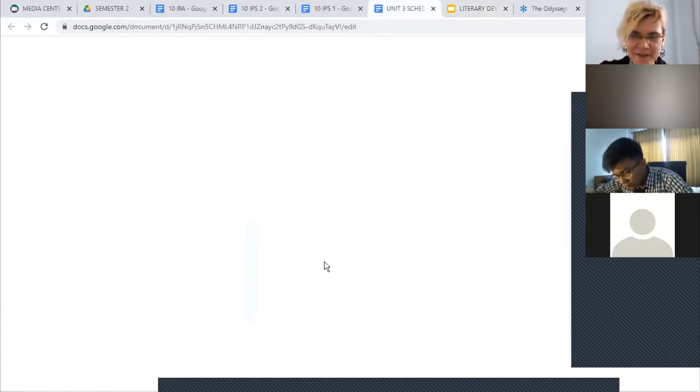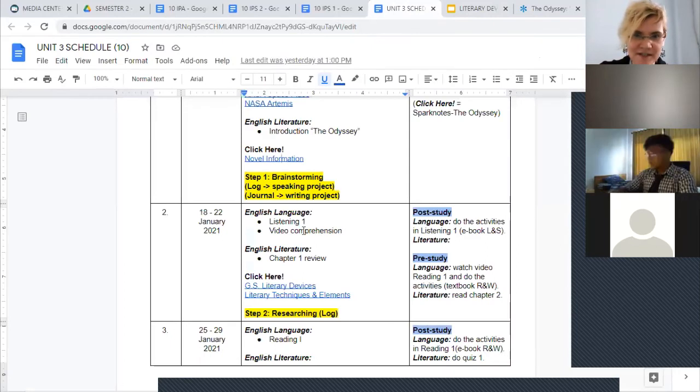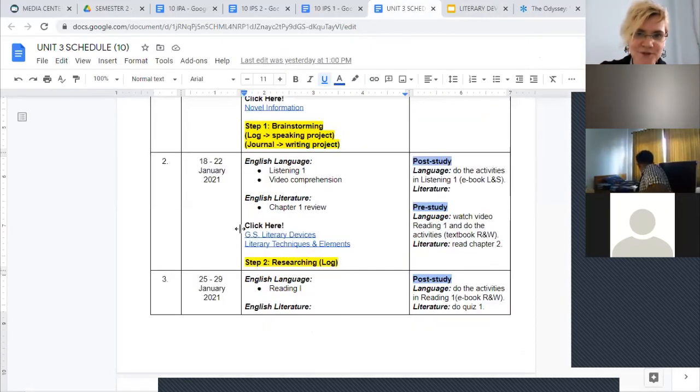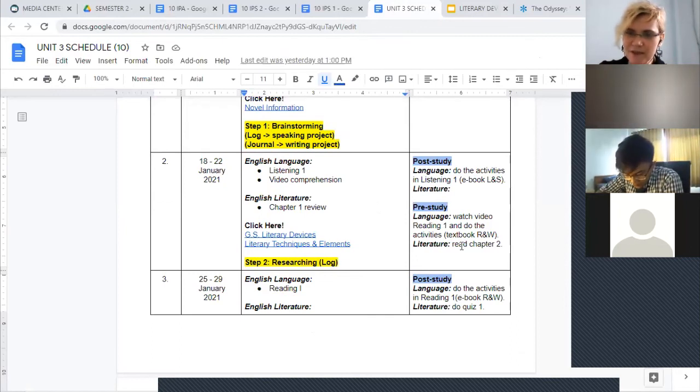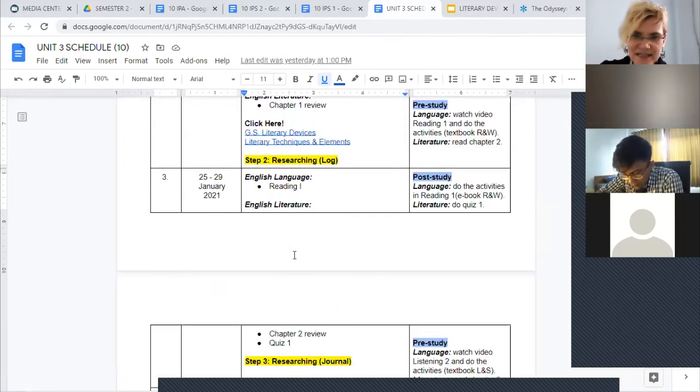Just a quick peek at our schedule again. Oh, I love my schedule. I hope you do too. Probably not. Okay, here we are. Chapter 1 review. I can't review everything today, but for those who haven't read it yet, your pre-study will be reading chapter 2, but if you haven't read 1 yet, please also read chapter 1. And then next week, lit session will be reviewing chapters 1 and 2 in one and doing quiz 1.